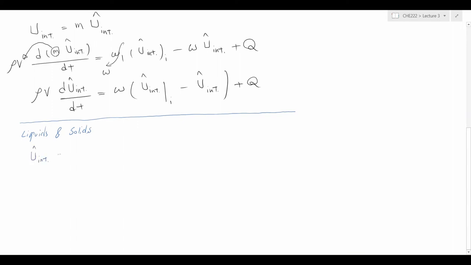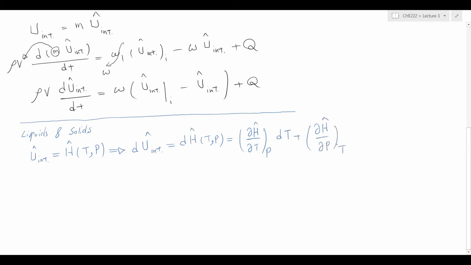internal energy, or internal energy per unit mass, is equal to enthalpy of matter per unit mass, which is a function of temperature and pressure. As a result, if I slightly change the internal energy, so dU internal is equal to dH, and using the chain rule I can write it as del H over del T at constant pressure times dT plus del H over del P at constant temperature times dP.